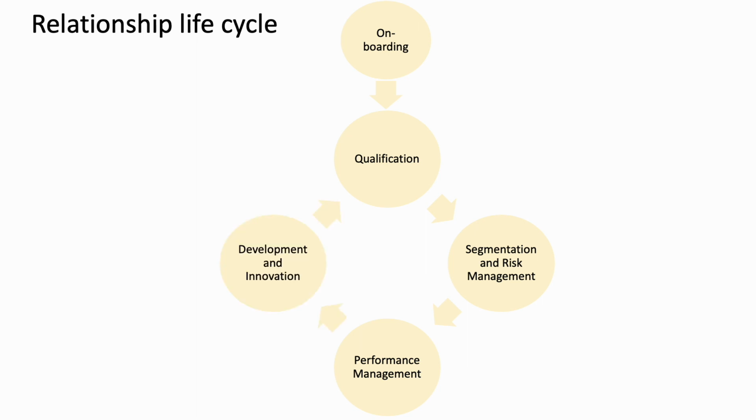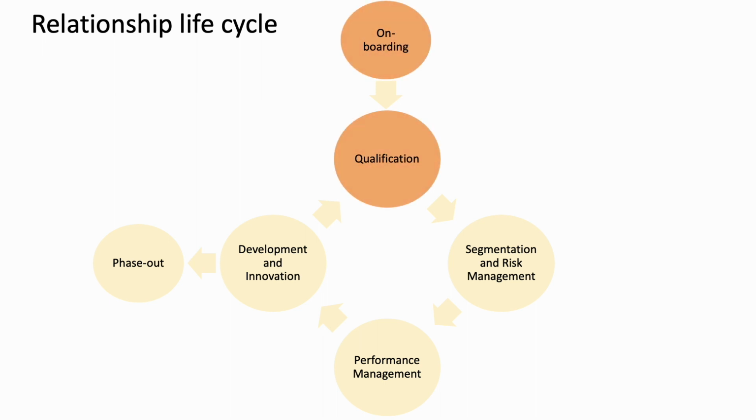Just as personal relationships evolve, so do supplier relationships. These relationships go through a cycle that includes onboarding, qualification, segmentation and risk management, performance management, development and innovation, and finally, phase out. Each stage is crucial for the sustainability and success of the business.